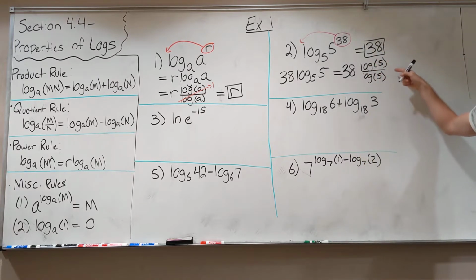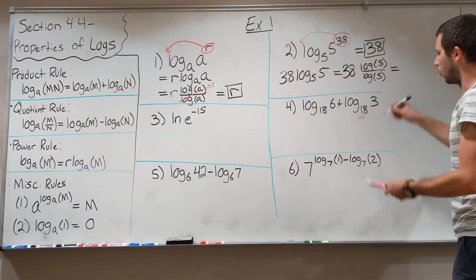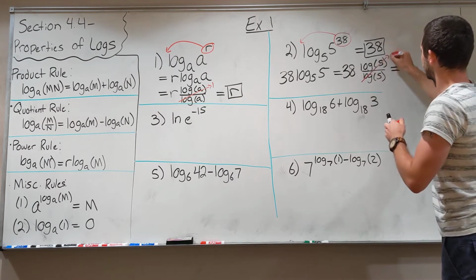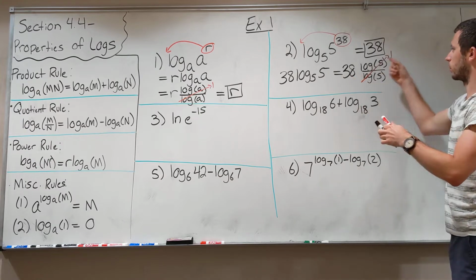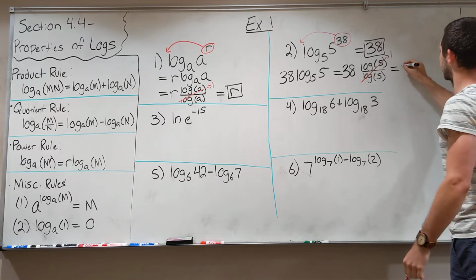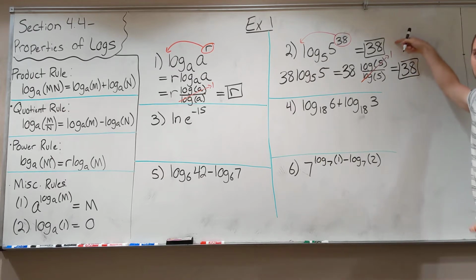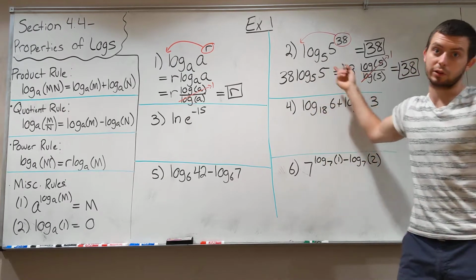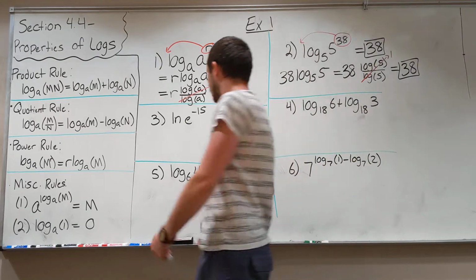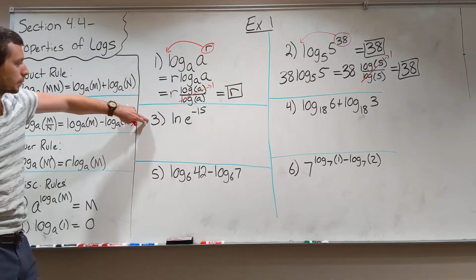And log of 5 divided by log of 5, that is in fact 1. So then we just have 38 times 1, which is 38. So you can either remember the formula or just derive it this way. It's up to you. Move on to problem 3 here.